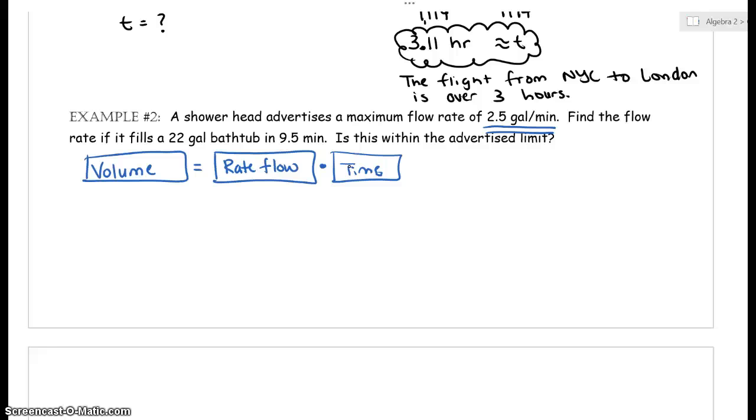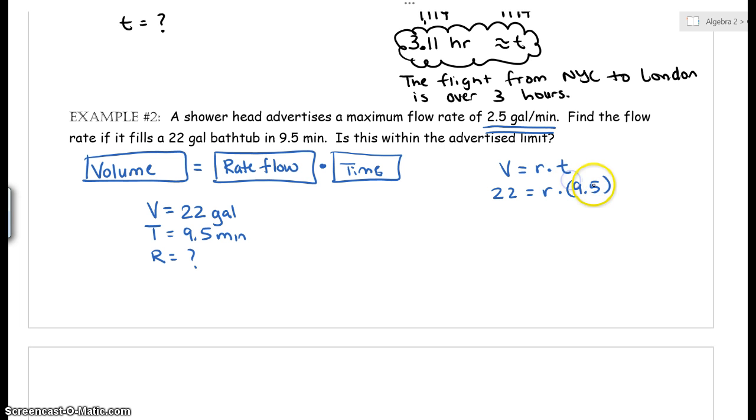Now let's go into our labels. We know that the volume is 22 gallons. That's how much the tub is filled. And we know that our time is 9.5 minutes. We don't know what the rate is, so we'll leave that a question mark. So let's write the algebraic model. We have volume equals the rate times the time, and volume in this case is 22. The rate we don't know, but the time is 9.5. I'm going to put that in parentheses.